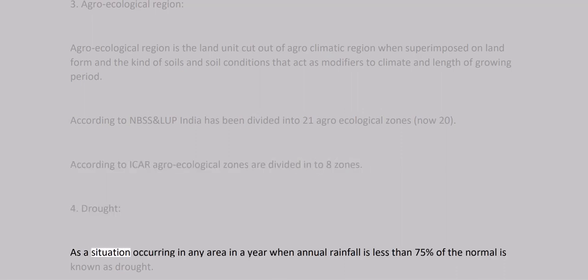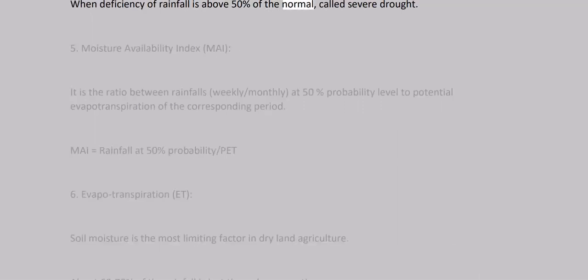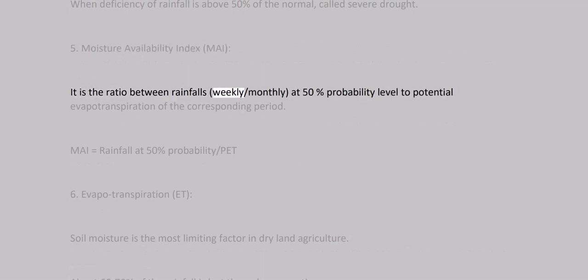4. Drought. A situation occurring in any area in a year when annual rainfall is less than 75% of the normal is known as drought. When deficiency of rainfall is above 50% of the normal, it is called severe drought. 5. Moisture availability index. It is the ratio between rainfalls, weekly and monthly, at 50% probability level to potential evapotranspiration of the corresponding period. MAI equals rainfall at 50% probability divided by PET.